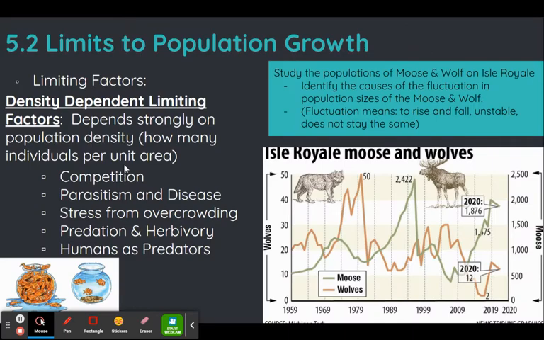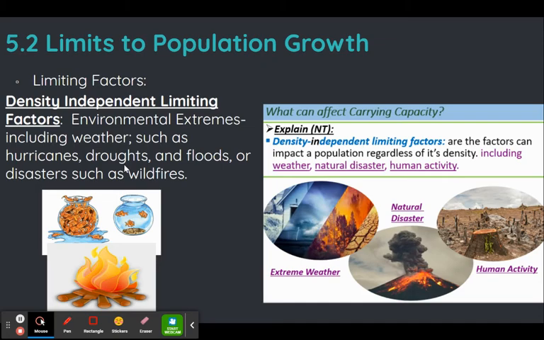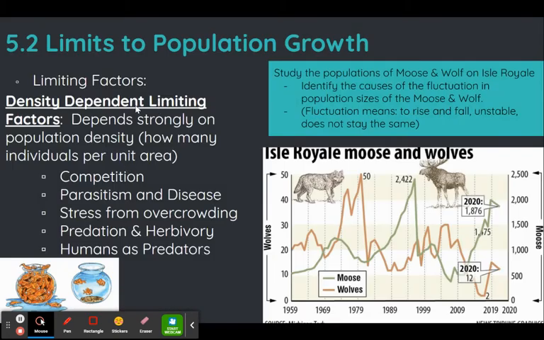Two types of limiting factors are density dependent and density independent. Density dependent limiting factors depend strongly on the population density, or how many individuals there are per unit area. This is like this fishbowl. You've got competition, parasites and disease, stress from overcrowding, predation. Even humans can be predators.